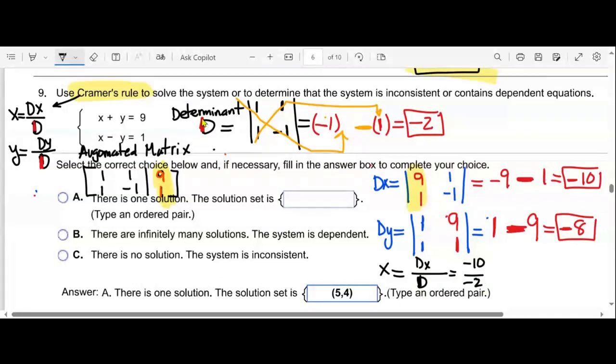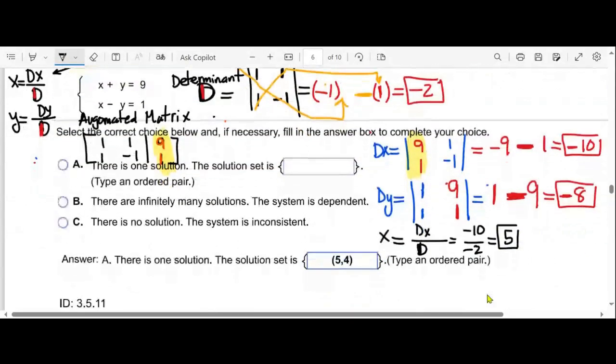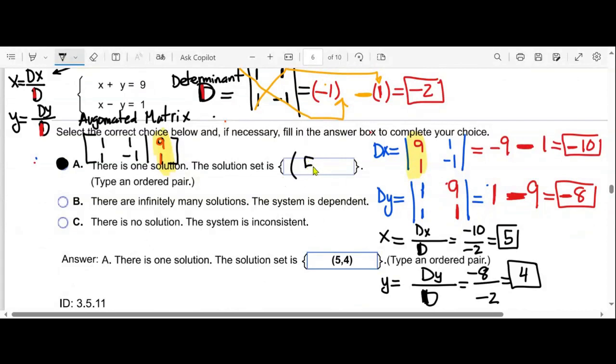We're doing the big daddy, d. Don't forget. So you get 5. What about the y? How can I get y? dy over the big daddy d. And how much is dy? Minus 8, over minus 2. It will give us 4. Very good. So there is one solution, while there is infinite many solution? One solution, right? What is the solution? Intersecting in which point? 5 and 4. Is this clear?